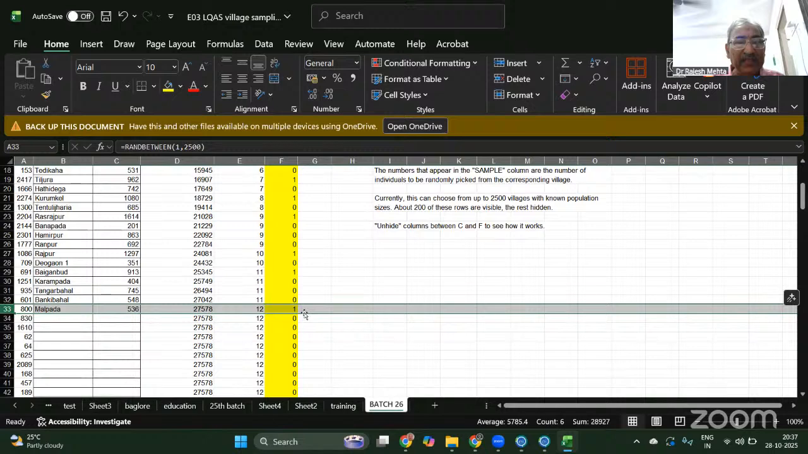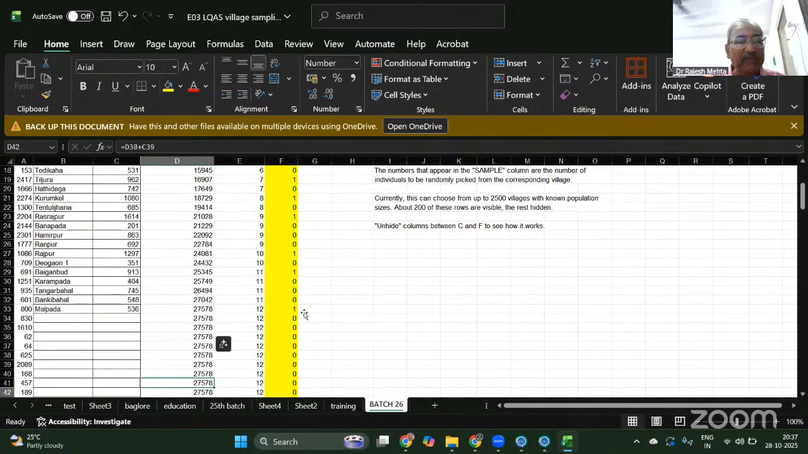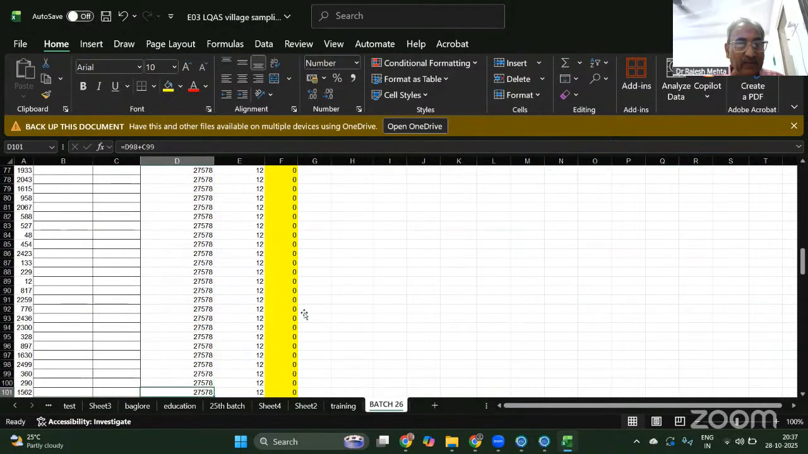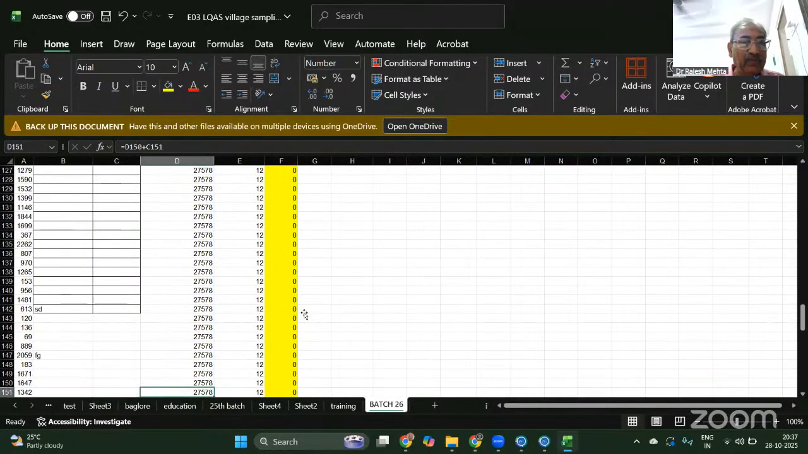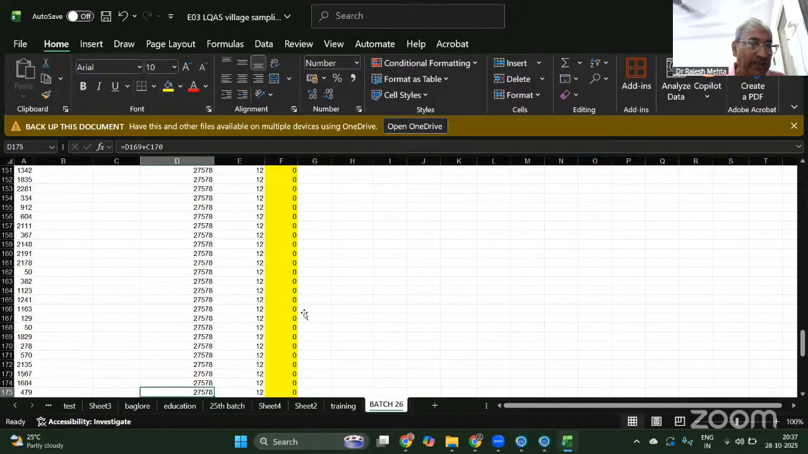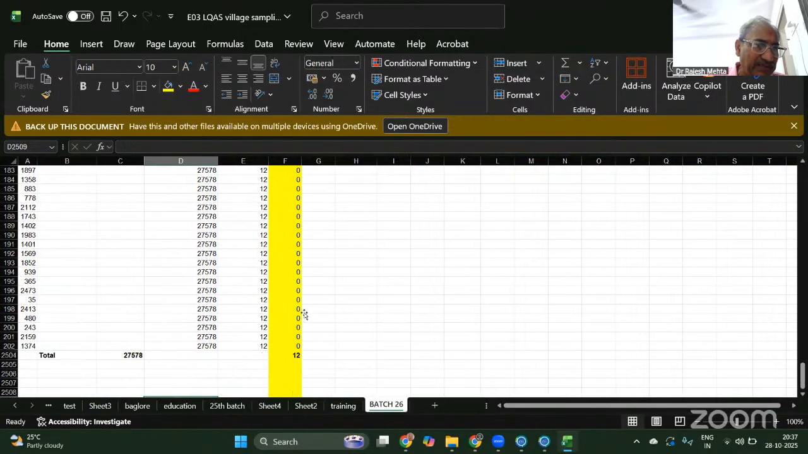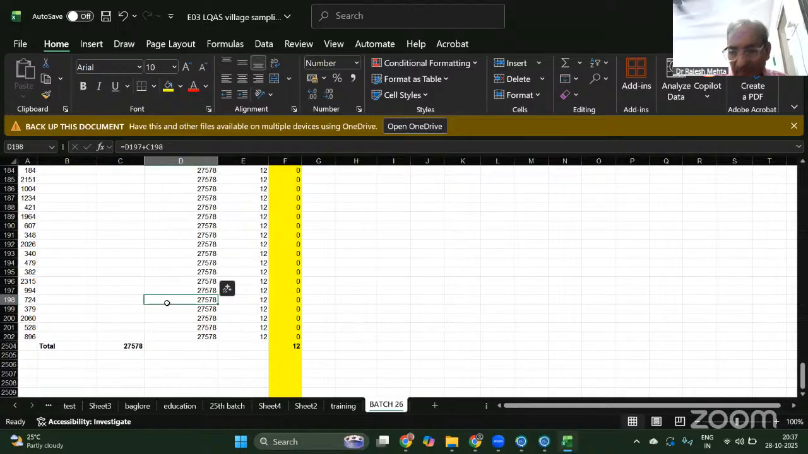Rest of the data is only there because if there are more villages, you can use this rest of the thing also, other part. In this case, they have given up to 200, up to 200, 200 villages can be accommodated over here.